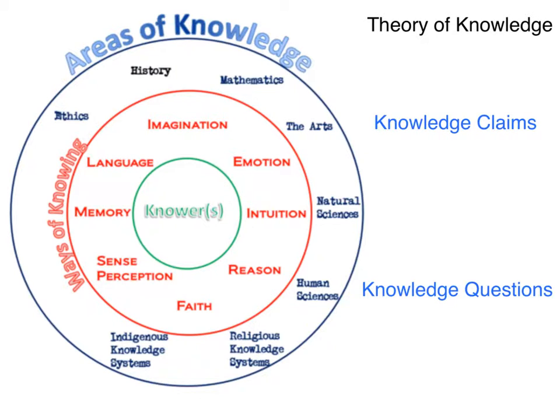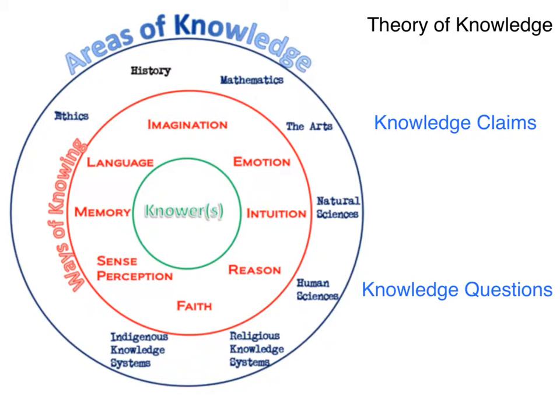TOK is traditionally divided up into two broad categories. That is, the ways of knowing, as represented by the red portion of this diagram, and the areas of knowledge, as shown on the outside of the diagram, mostly in blue. But before we get to the diagram, I want to take even a step further back, take a broader step out for just a moment.